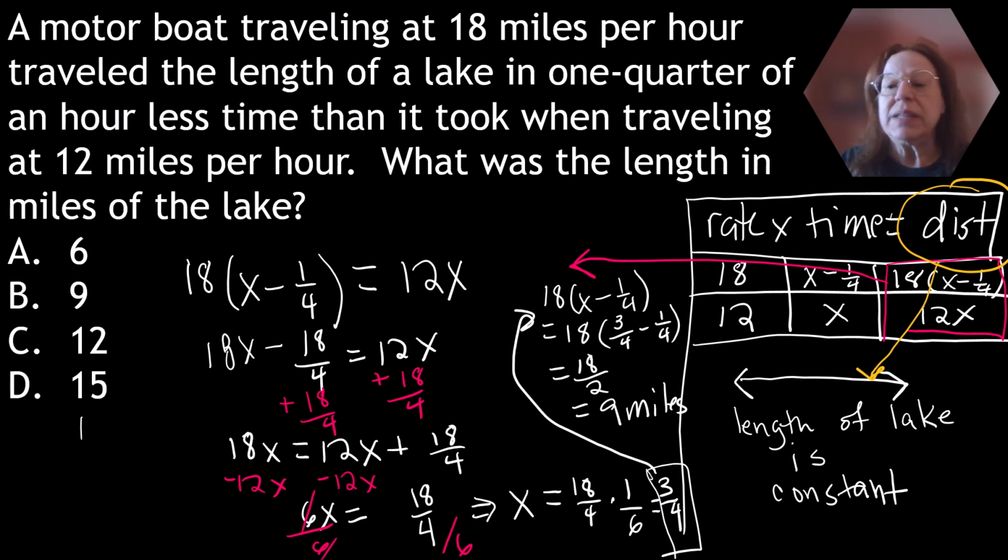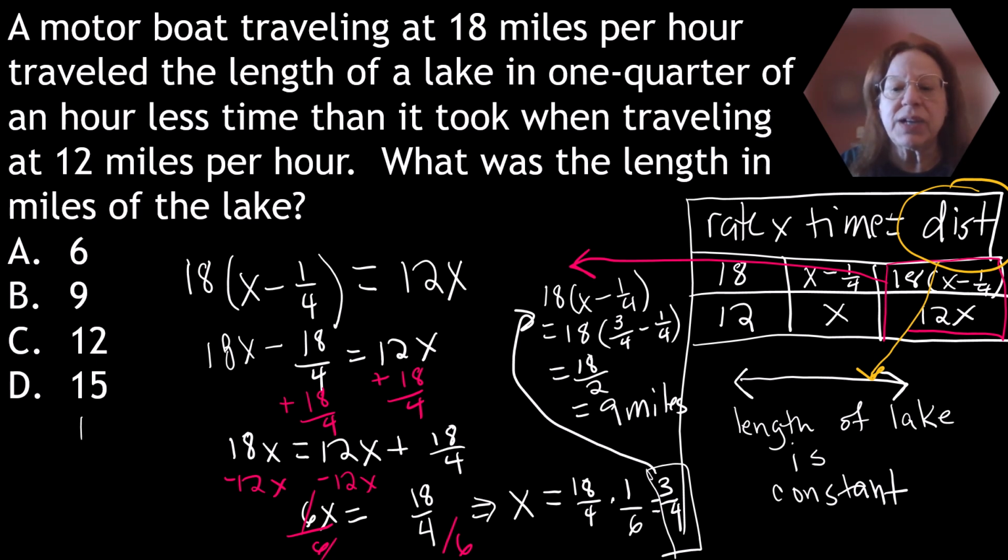So 3/4, we can plug that into either distance, the top or the bottom distance. So let's plug it into the top distance: 18 times x minus 1/4. You see that in the table on the right hand side. And then we plug in 3/4 for that. So 18 times the quantity 3/4 minus 1/4 is 18 halves, which is 9 miles.